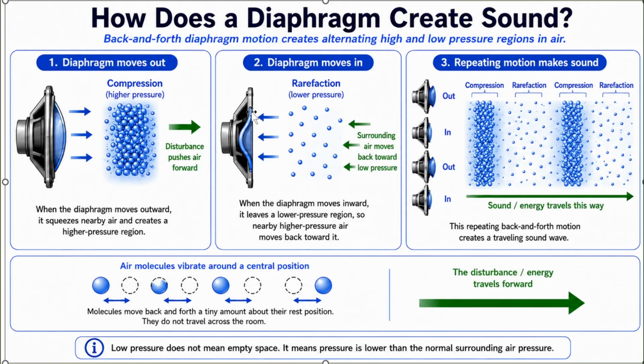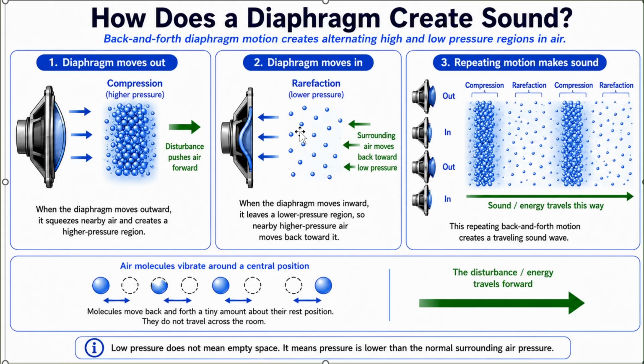Now a moment later, the diaphragm gets sucked in or moves in. What happens when it moves in? It creates a void. That void is low pressure. So now we have high pressure outside of the void. It wants to get sucked into the low pressure, and that sucks the air in front of it, which sucks the air in front of it, which sucks the air in front of it.